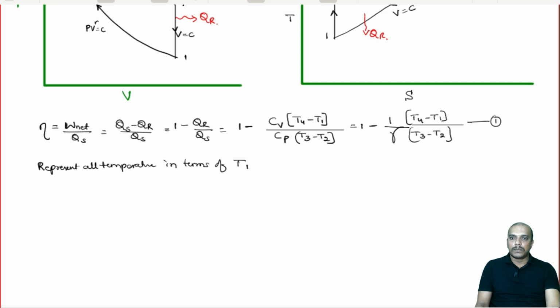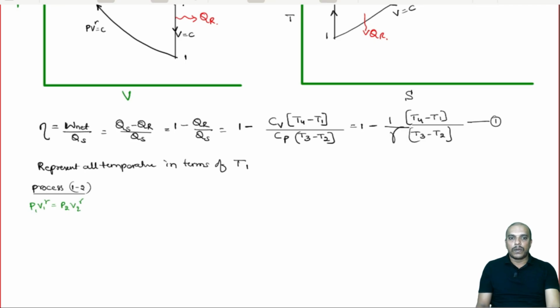Now, represent all temperatures in terms of T1. How do we do that? Let us start from process 1 to 2. Now, what is process 1 to 2? We will come back to this equation 1 later. Process 1 to 2 is P1 V1 power gamma is equal to P2 V2 power gamma.